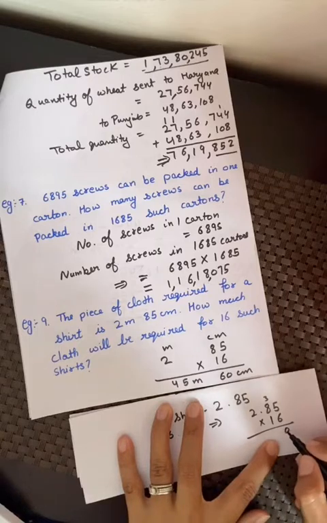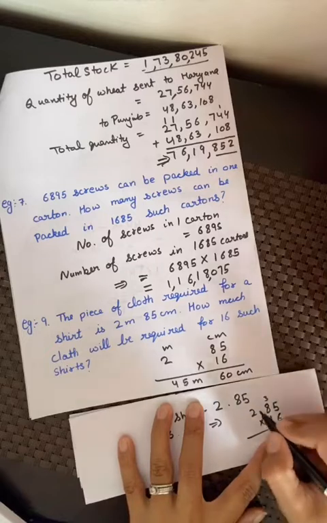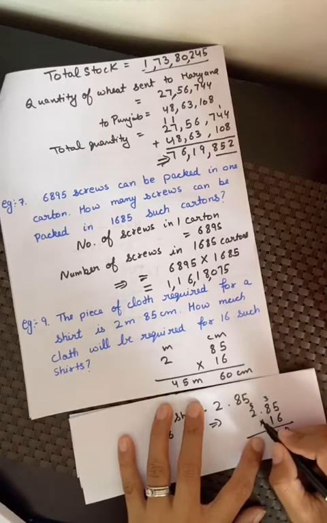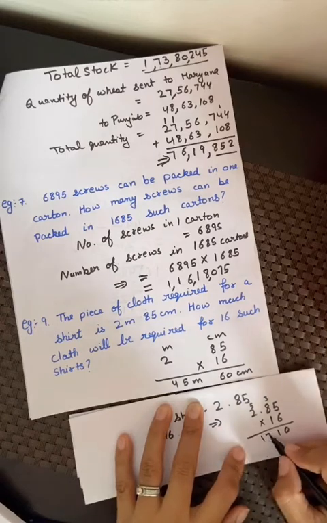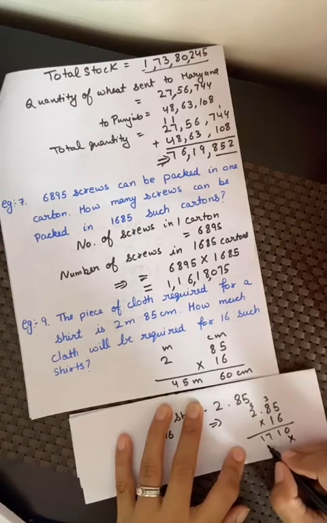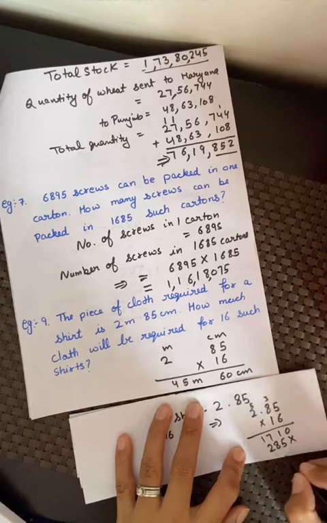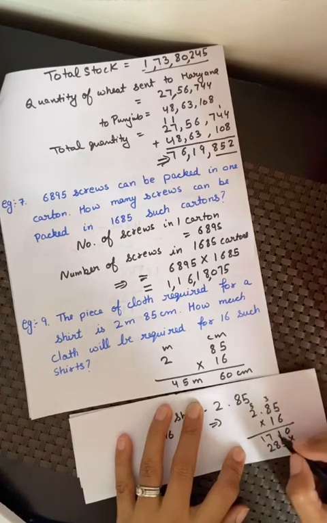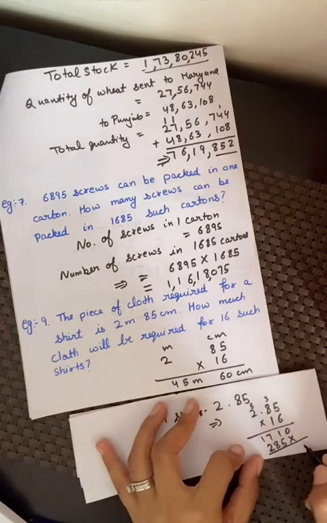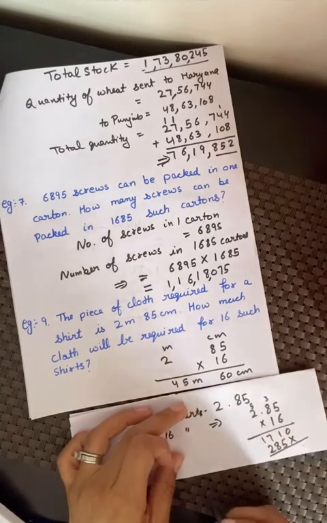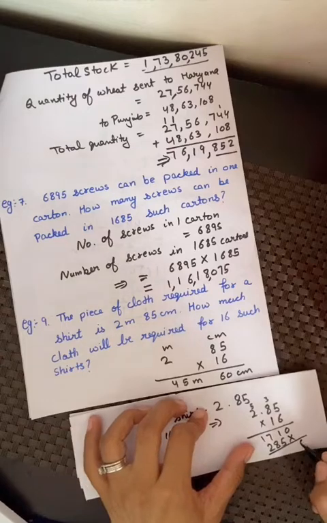6 into 8, 48. 48 plus 3 is 51. 5 is carried here. 6 into 2, 12. 12 plus 5, 17. Then 1 into 285. 1 into 5, 5. 1 into 8, 8. 1 into 2, 2. And total we will get, okay, my paper is a bit small. Let's add.